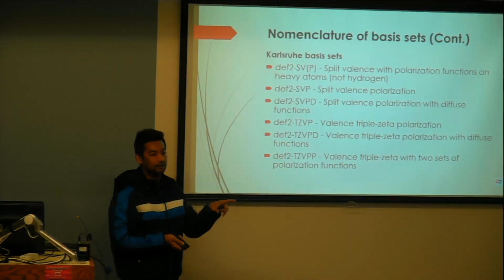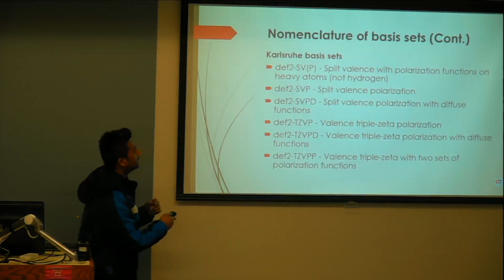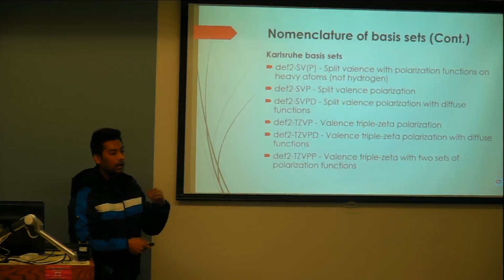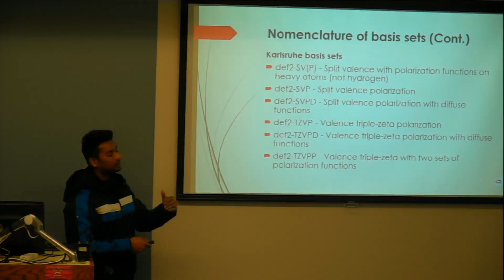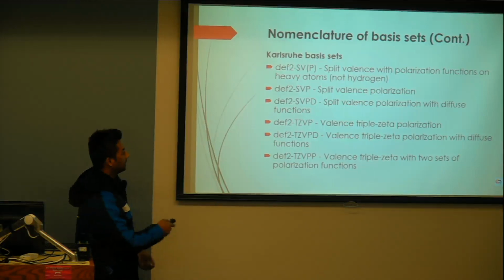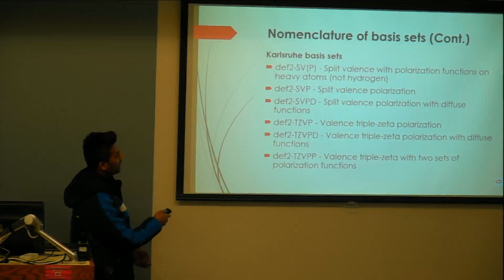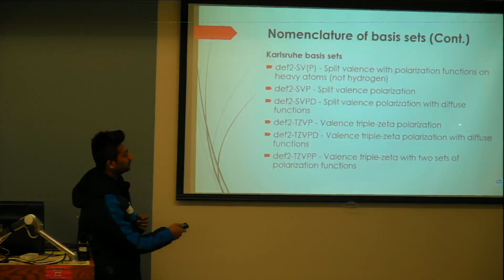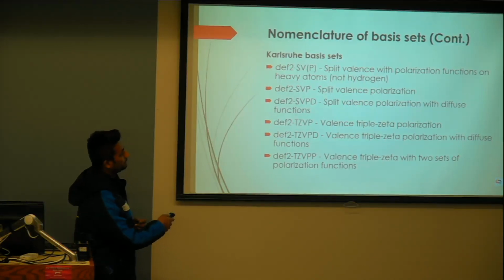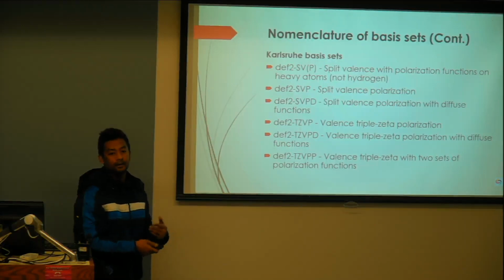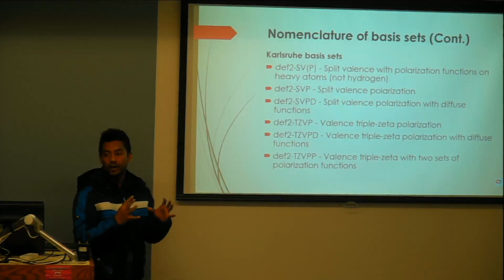atom hydrogen. But when there is no parenthesis, that means polarization function has been applied to all the atoms, including hydrogen. So you see, it also has the double zeta and triple zeta functions used. Also, they use the diffuse function. So these are more advanced basis sets to be used for heavy atoms or bigger atoms and molecules.